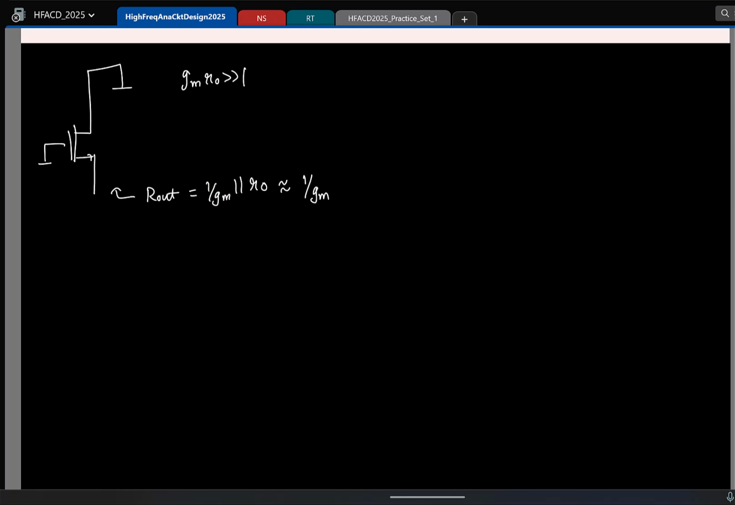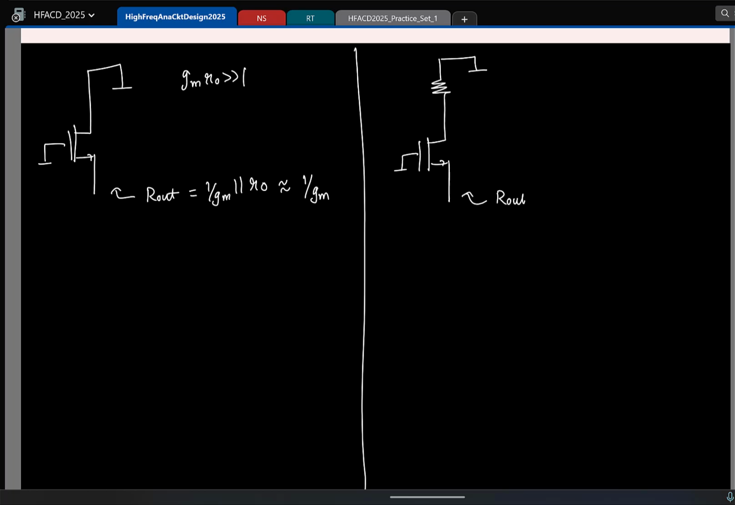Great. So one point is the looking-in resistance into the source is not always approximately 1 by Gm. It actually depends on what is the resistance connected at the drain side. So take this as an exercise and calculate the resistance looking here, including R0, working it out using small signal. Let's say you have an RD and you find what is R out here. You will find that this output resistance indeed depends on RD.